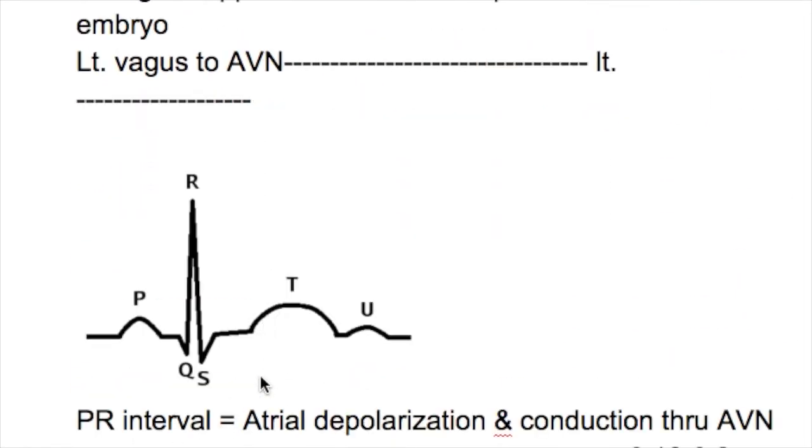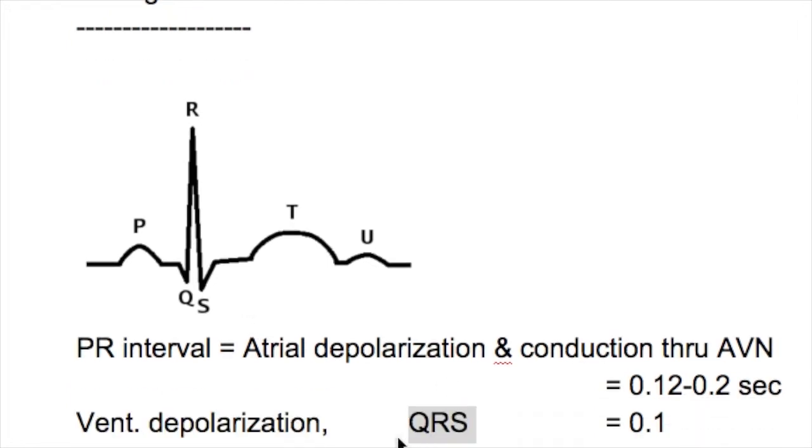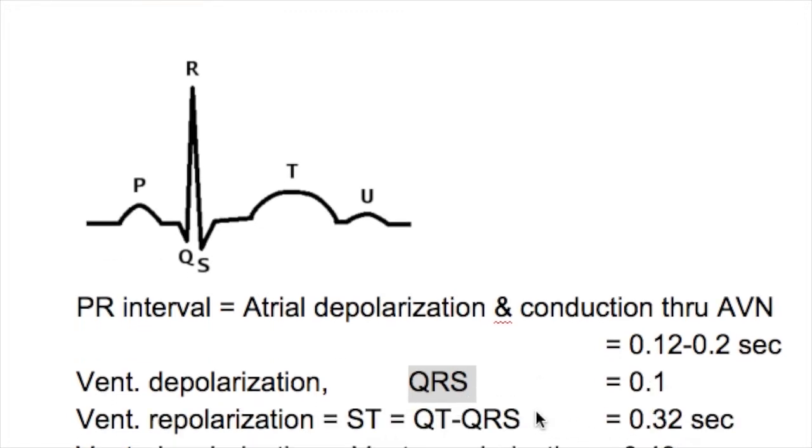Okay, now the atrial and ventricular depolarization and repolarization, how long do they take? What is the PR interval? The PR interval is atrial depolarization and conduction through the AV node. And how long does it last? It's about 0.12 seconds to 0.2 seconds. What is QRS? QRS is ventricular depolarization, and it lasts for 0.1 second.